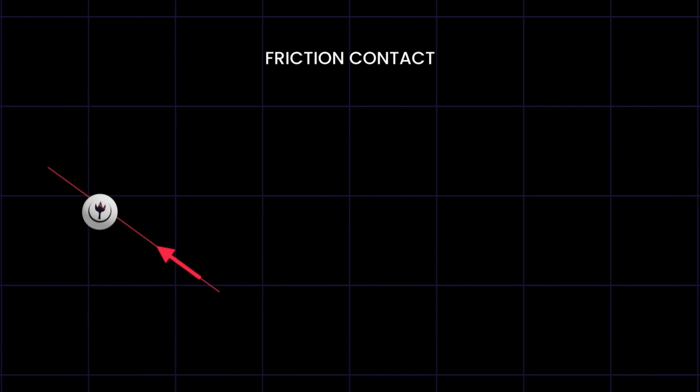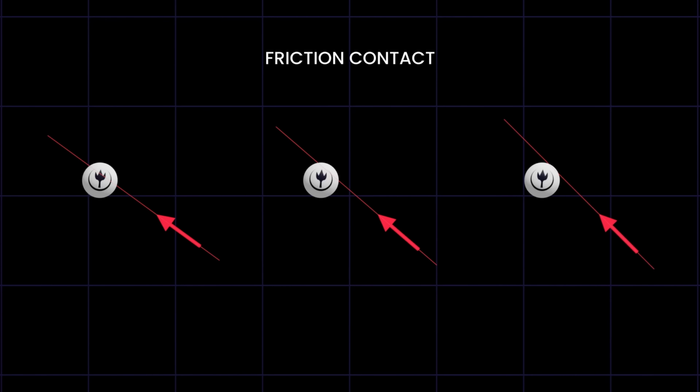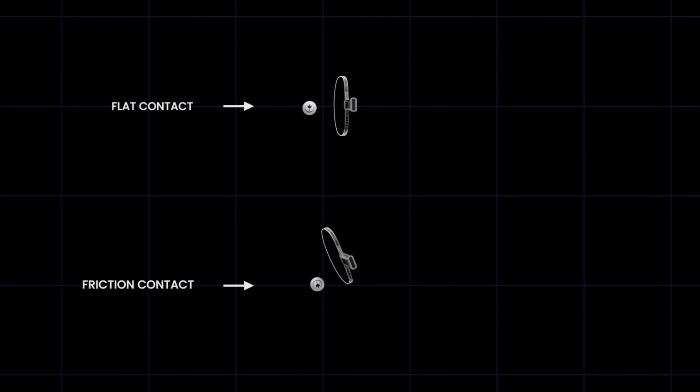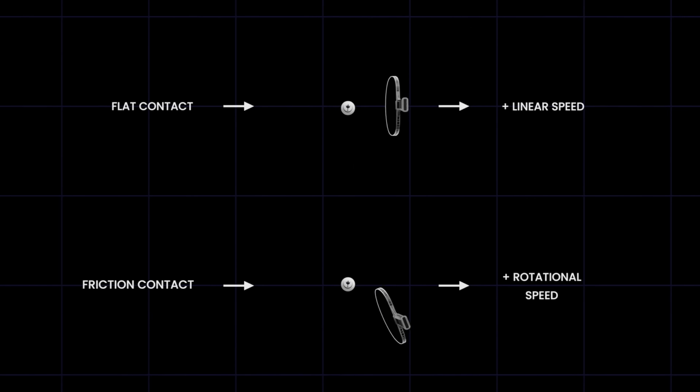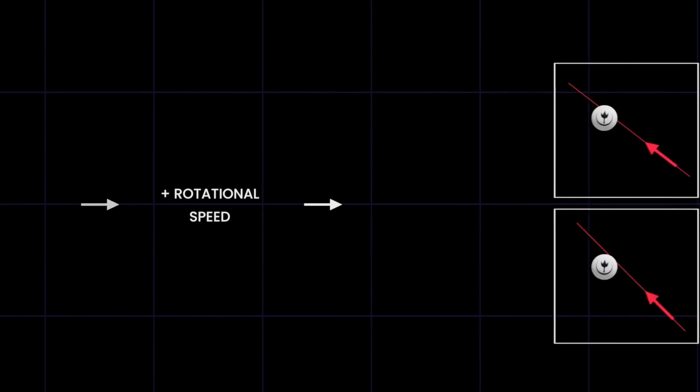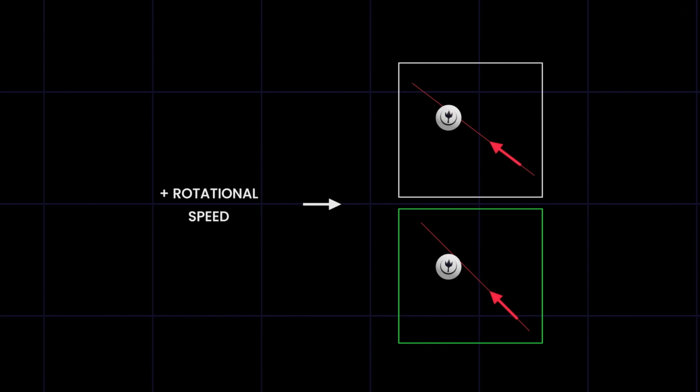The farther the force is applied from the center and the closer it is to being tangential or parallel to the ball's surface, the less linear speed and the more rotational speed will be imparted. So, depending on the type of contact we make with the ball, we will transfer a greater or lesser proportion of rotational speed, and to generate the maximum rotational speed, and therefore the maximum spin, we need to create friction contact, where the force applied is as parallel as possible to the surface of the ball.